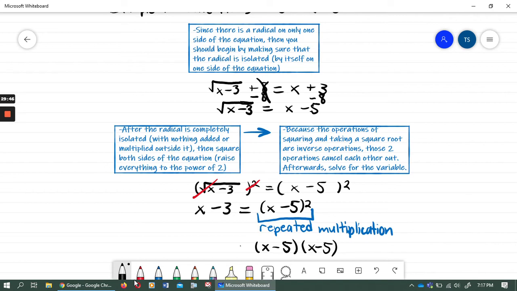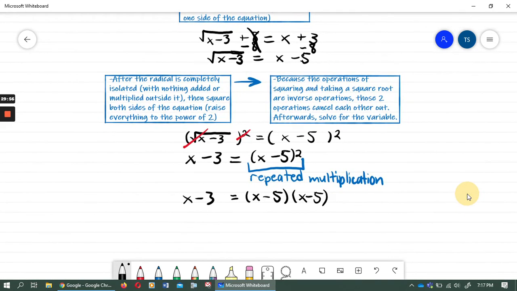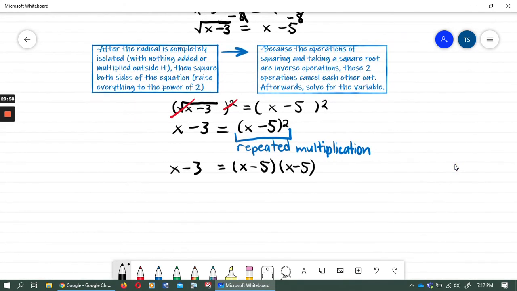Alright, so again, we write that out as repeated multiplication, because that's technically what it is. And folks, remember that we need to either use the FOIL method here, because we're multiplying two binomials, or you can use the box method or extended distribution. But again, folks, one way or another, you need to multiply this out and then simplify afterwards, right?